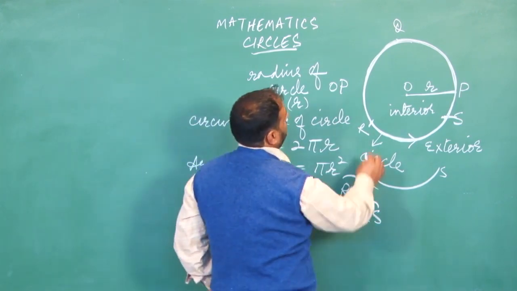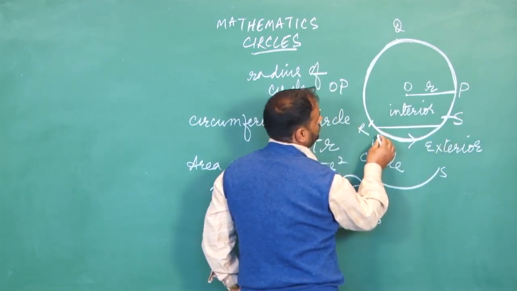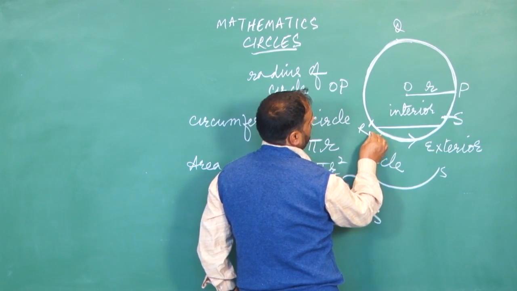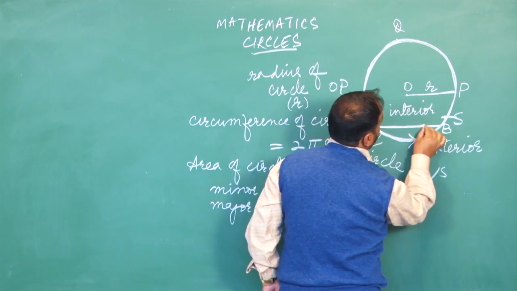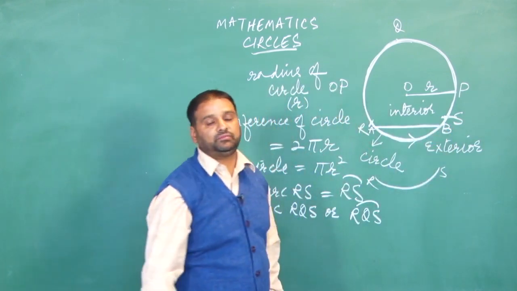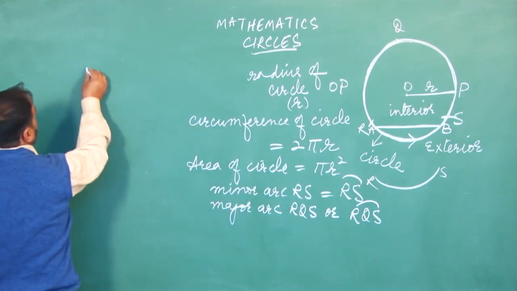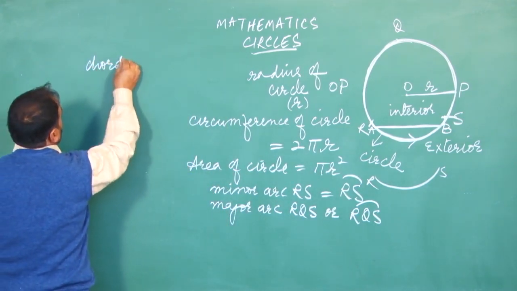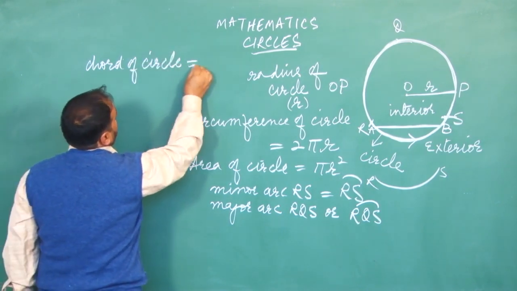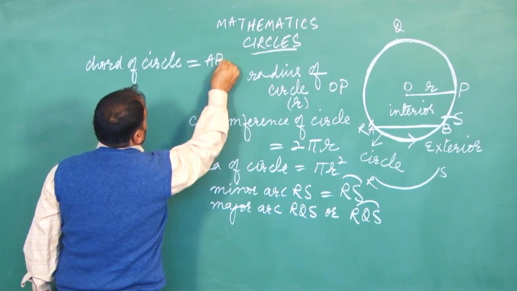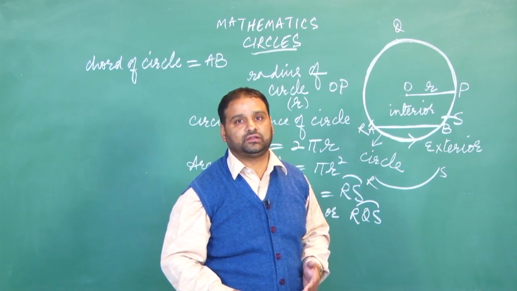Now, if we draw a line across the circle so that both its endpoints lie on the circle, suppose A and B are the endpoints of line segment AB. This line segment AB is called a chord of the circle. So here we denote the chord of the circle by AB. So the chord of the circle here is AB. It is any line segment whose both endpoints lie on the circle.